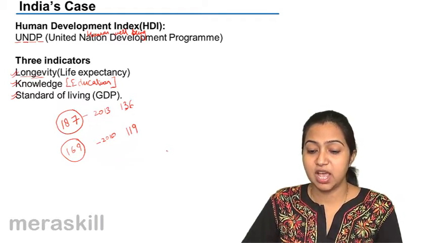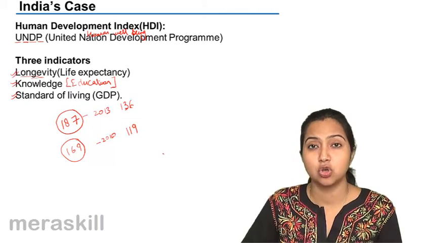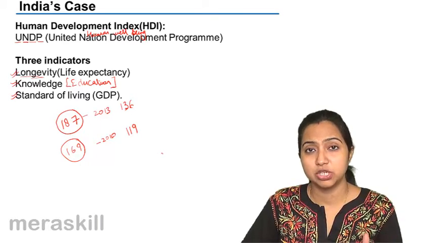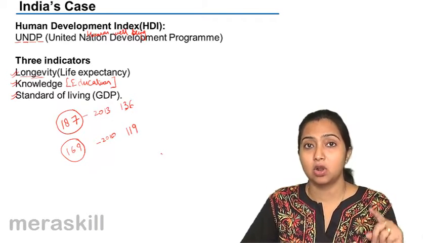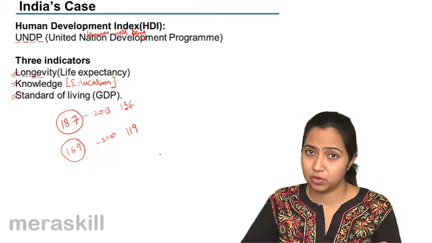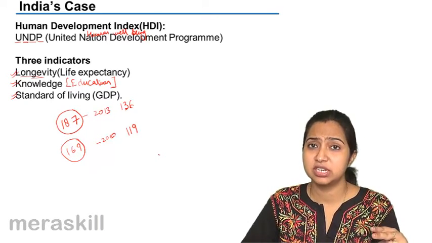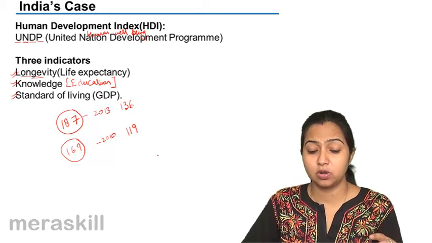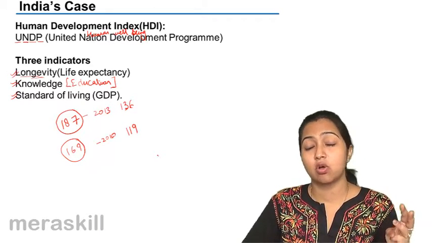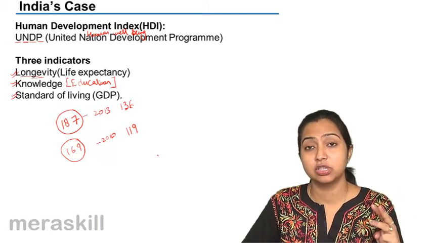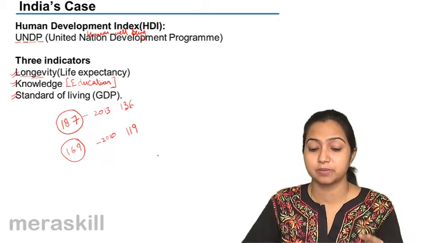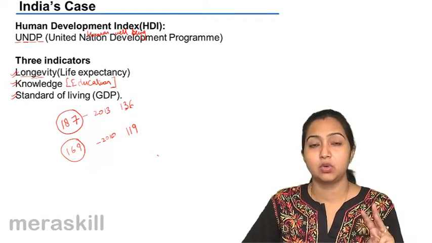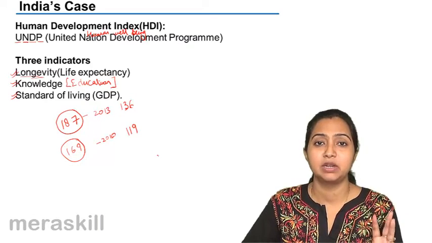So HDI is the Human Development Index, which talks about the quality of life that the people of a country live. And how do we measure that? There are three basic indicators. Longevity, how healthy and long a life you live. Education, what the literacy rate is, whether basic education is there or not, whether children are educated or not. And the standard of living, which obviously depends on the income of the country or the GDP, gross domestic product. It is measured by UNDP, United Nations Development Program.